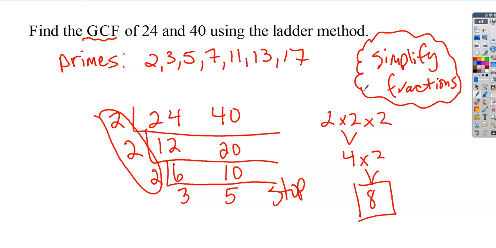So that's one of the reasons why we're going through this process, so that you understand how to find a greatest common factor. Okay, that's it.